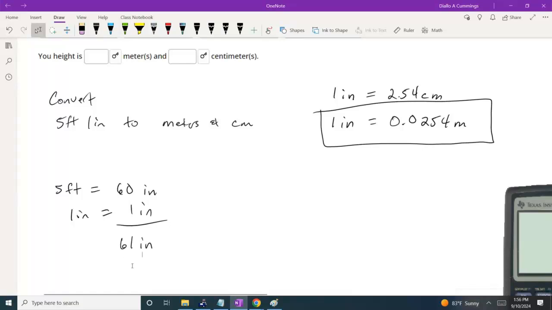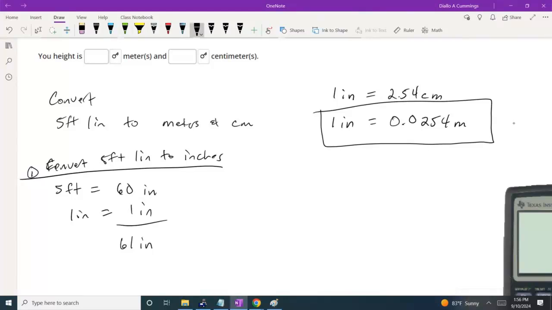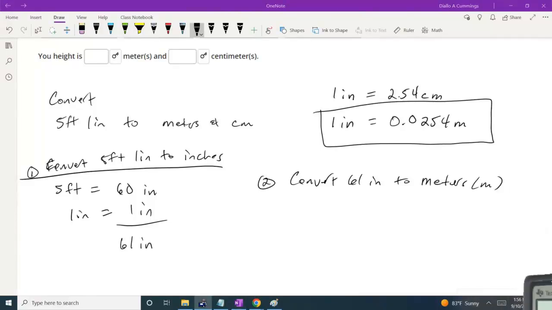So now I want to convert 61 inches to meters. I guess this was the first step: we had to convert 5 feet, 1 inch to inches. The second thing we're going to do is convert 61 inches to meters. So I'm going to write out my unit fraction. Now we've actually developed a conversion from inches to meters, right?